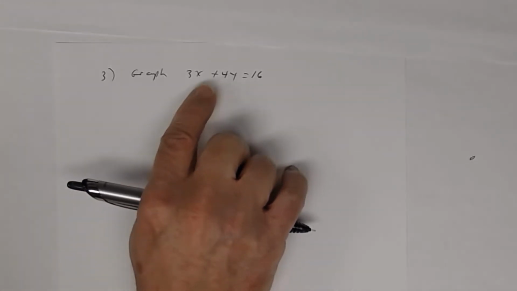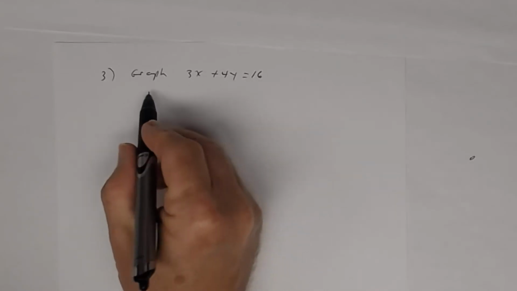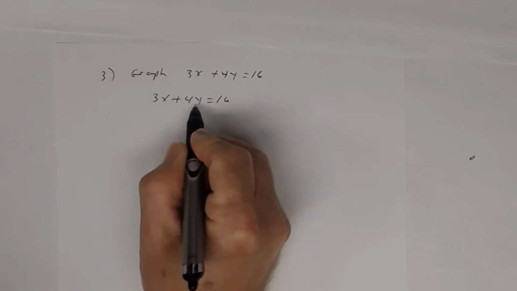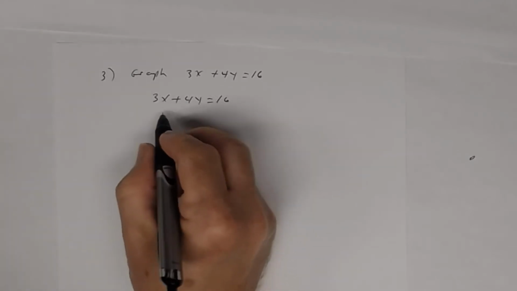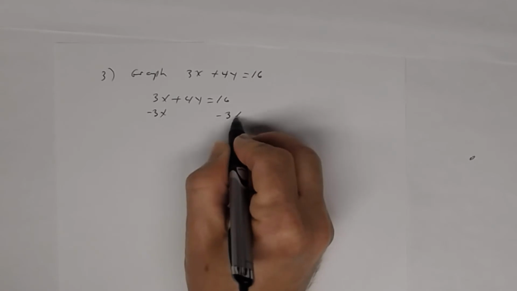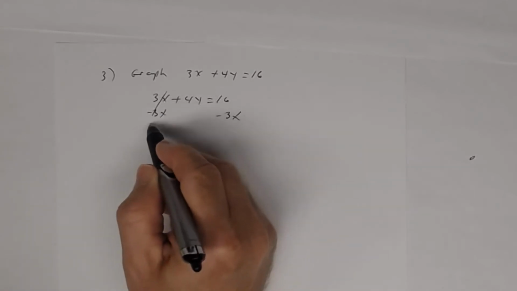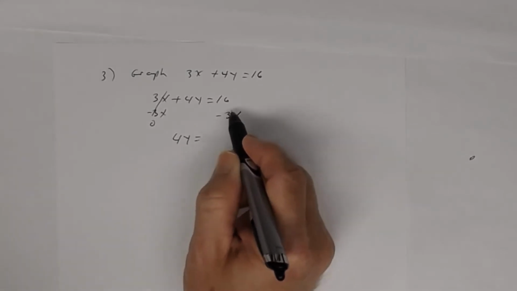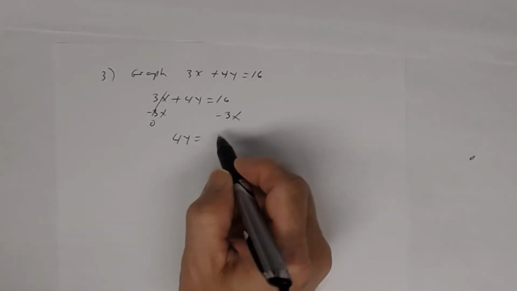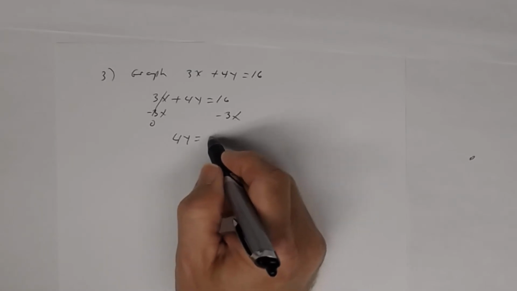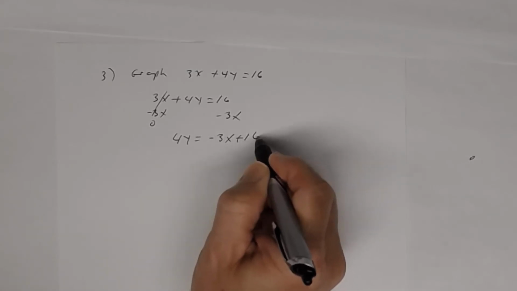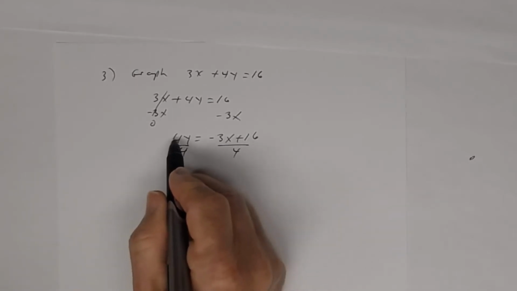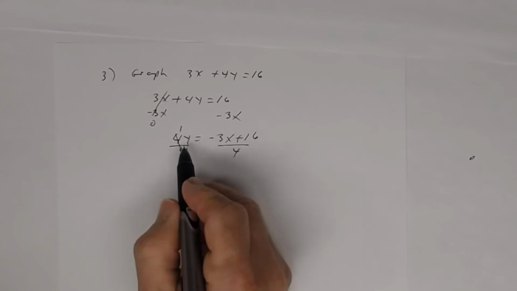Okay. So if I'm going to get y by itself, I'm going to rewrite this over. To get the variable term for y by itself, you're going to subtract 3x from both sides first. And then combine like terms. 3x minus 3x is 0. 0 plus 4y is 4y equals, and let's put the variable term first, so 16 minus 3x is the same thing as negative 3x plus 16. And then we divide both sides by 4. 4 divided by 4 is 1. 1 times y is y.